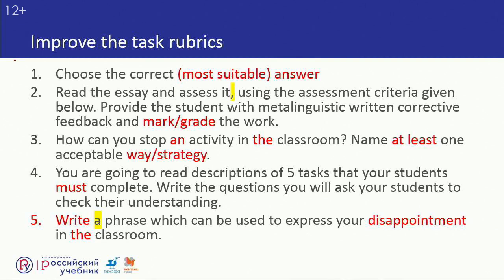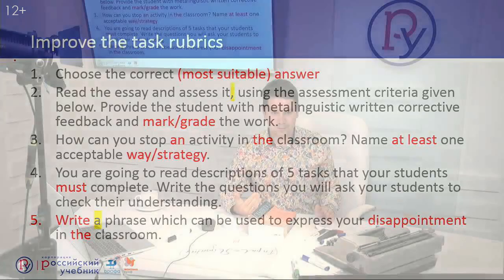reformulate it, right? Choose the most suitable answer, choose the right answer. Read the essay and assess it, we need a comma here, using the assessment criteria given below. Provide the students with metalinguistic written corrective feedback and mark or grade the work, right? This is what the student meant, right? When we give points for the work, we mark the work or grade the work.